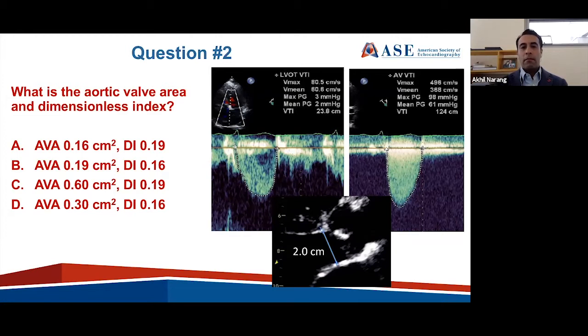The correct answer choice is C, AVA 0.6 centimeters squared, and DI 0.19. Now let's go through this in detail. We are provided on the right side of the question with 3 images. The lower image is the LVOT diameter. The left image is the LVOT pulse wave Doppler signal. And the right image is the aortic valve continuous wave Doppler signal, with the key values given here, the VTIs noted for each of these.